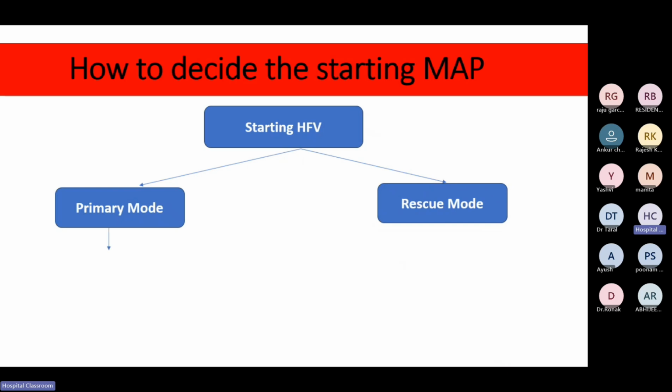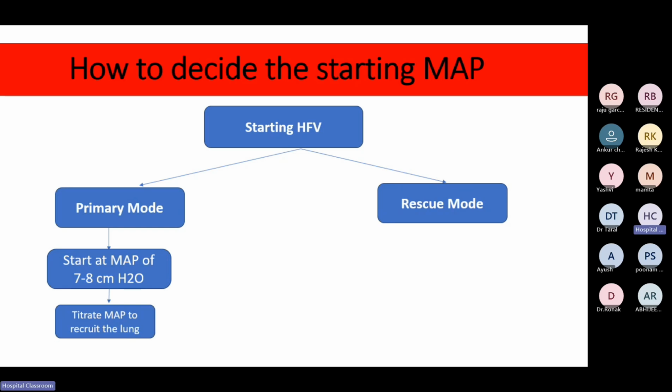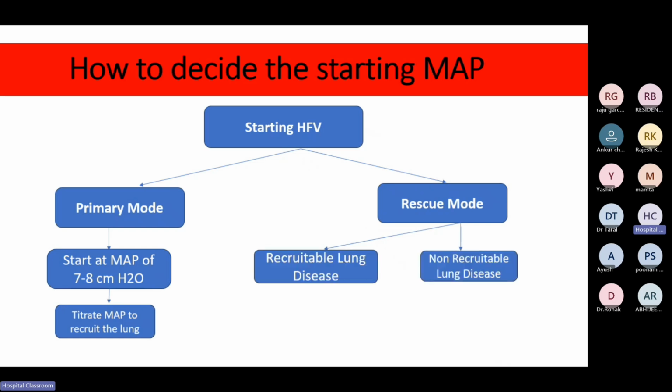So when you're using it as a primary mode, you start at a mean airway pressure of 7 to 8 centimeters of water, and then you titrate the mean airway pressure so as to recruit the lung, based on the oxygenation and lung recruitment. But if you are using it as a rescue mode, then again, there are two possibilities. Either you are dealing with a recruitable lung disease or a non-recruitable lung disease.